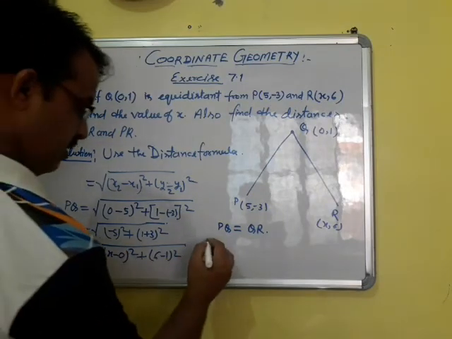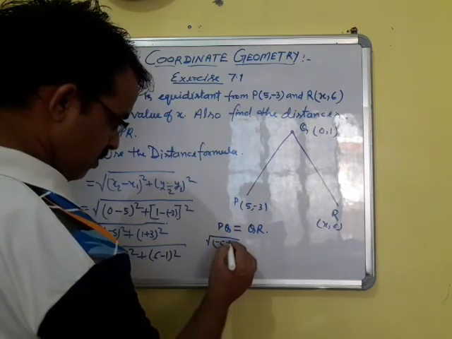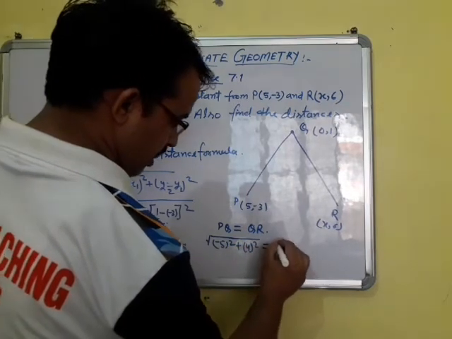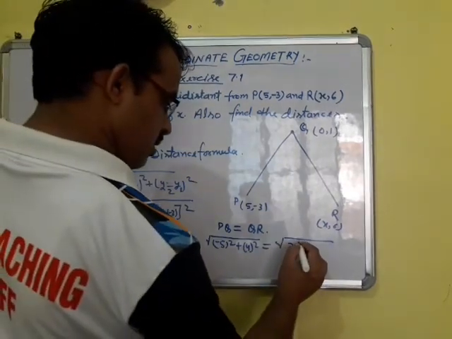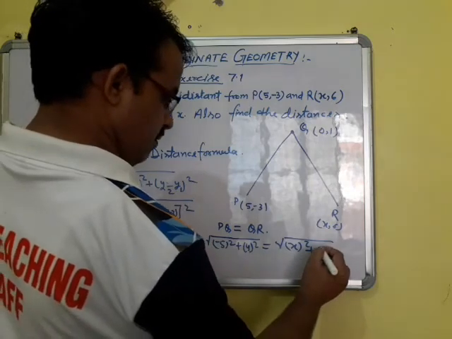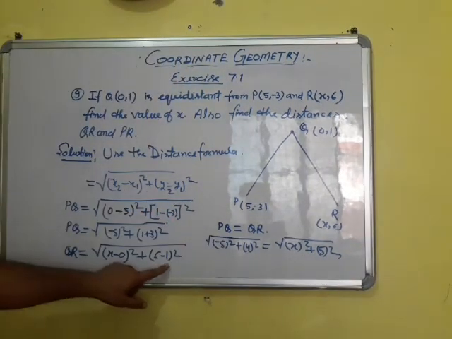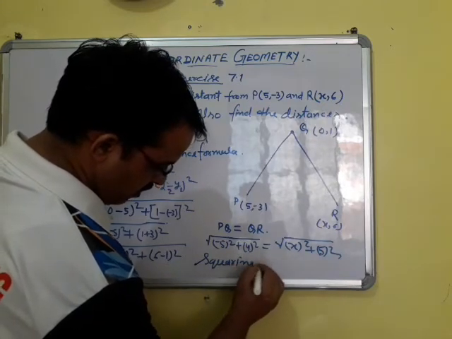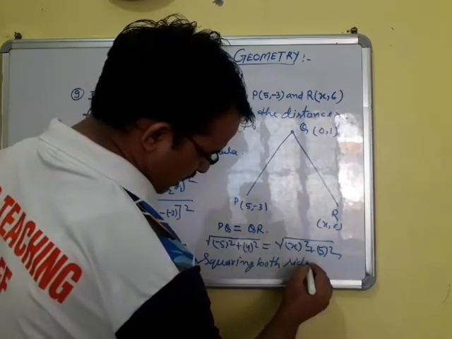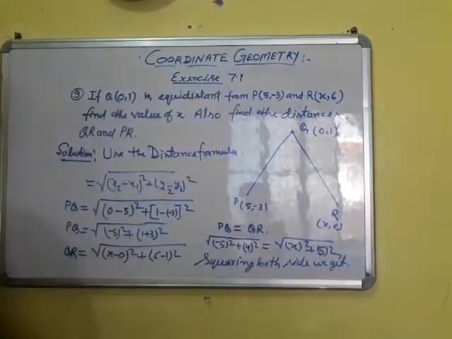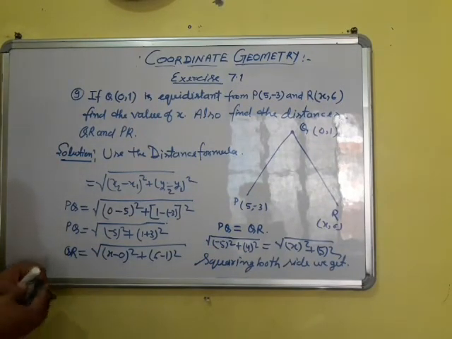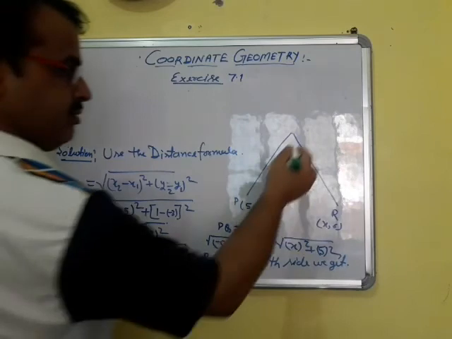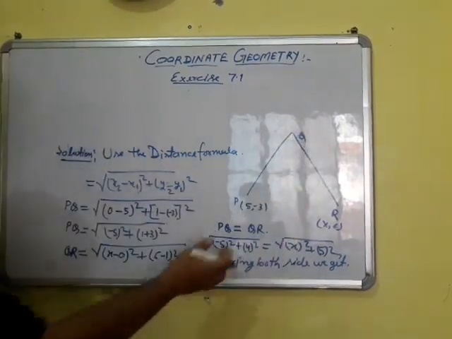So putting it here: under root minus 5 whole square plus 4 whole square is equal to under root x whole square plus 5 whole square, since 6 minus 1 is 5. Squaring both sides, the roots cancel.